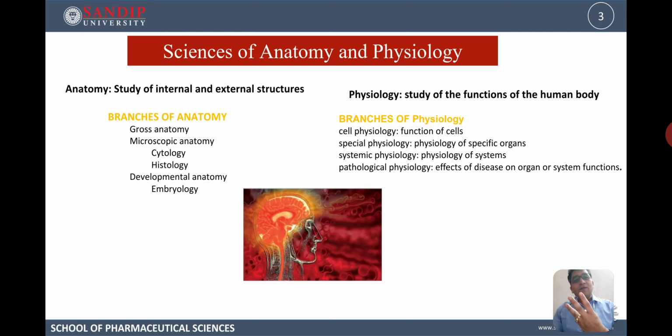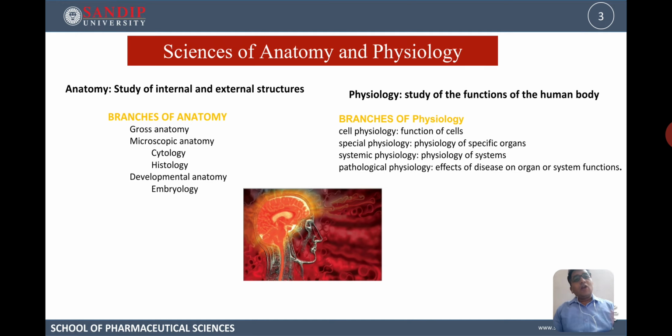Now the third one is developmental anatomy. It deals with the development of the organs, the development of the human body. So in this field only one branch is there, which is embryology. Embryo and logy means the study of the embryo.